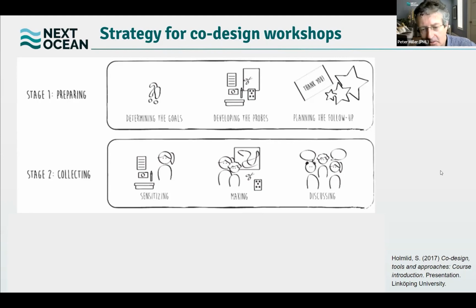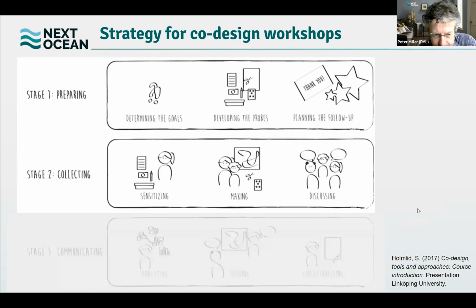I should explain that for NextOcean in particular, we're trying to develop services, and I'll describe that in a minute, based on satellite data. And lots of discussing, there's different ways that we can structure discussions.